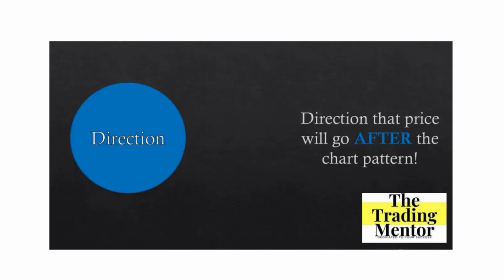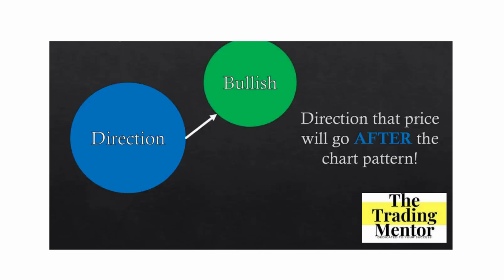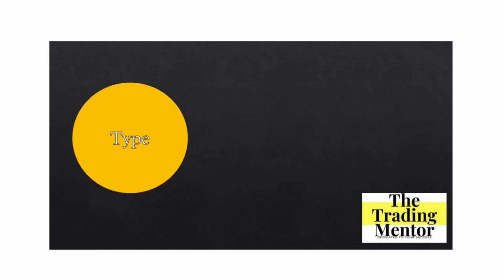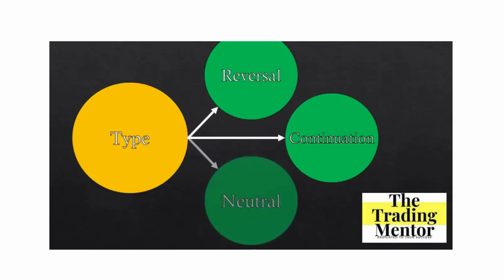The direction classification relates to the direction that price is supposed to go after the pattern. Since we are talking about price charts, there are only two directions that price can go, meaning that it can either go up or it can go down after the pattern. When the chart pattern implies that price will go up after the pattern, we classify it as a bullish pattern. When the chart pattern implies that price will go down after the pattern, we classify it as a bearish pattern. Beyond the direction classification, we also have another type of classification that adds on top of the first one, which is the type. There are three types of chart patterns: the reversal patterns, the continuation patterns, and the neutral patterns.